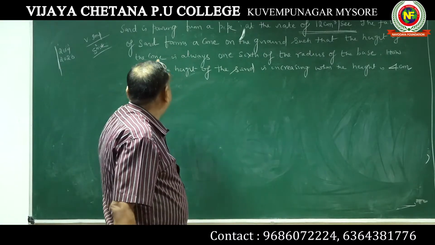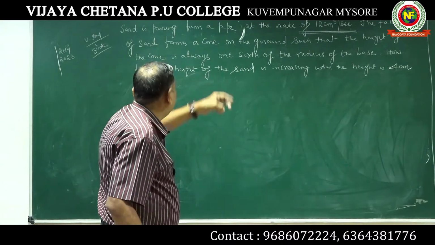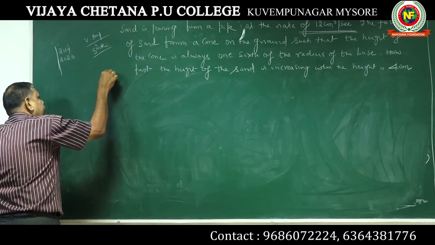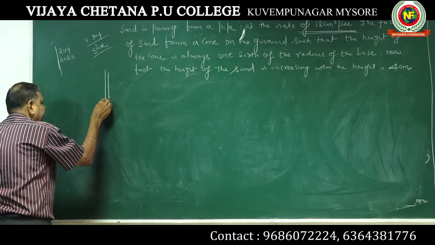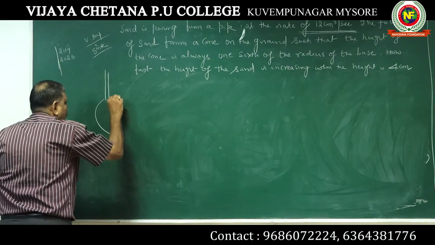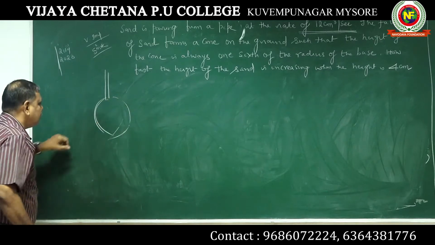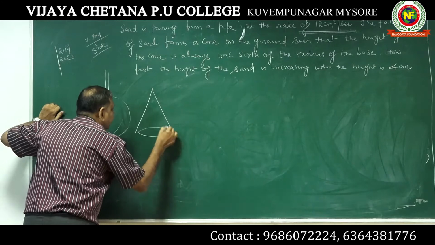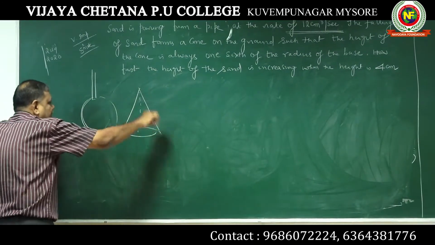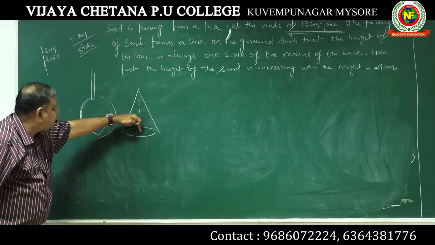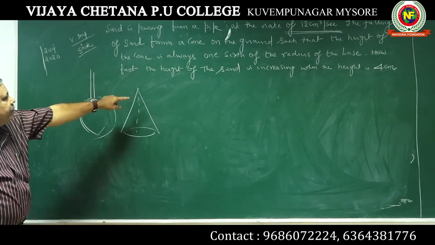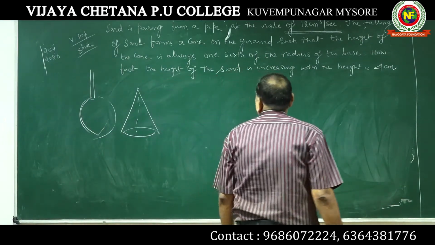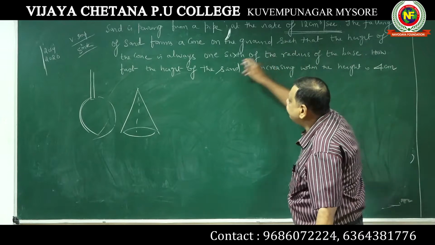Now it is given that dV by dt, sand is pouring from a pipe. See, like this, there is some pipe, they are pouring like this, and this will become like this. It becomes a cone. Or you can also write like this, the pipe becomes a cone. That is what they are telling. Sand is pouring through this pipe at the rate of 12 centimeter cube per second. That is dV by dt given, and the falling sand forms a cone.